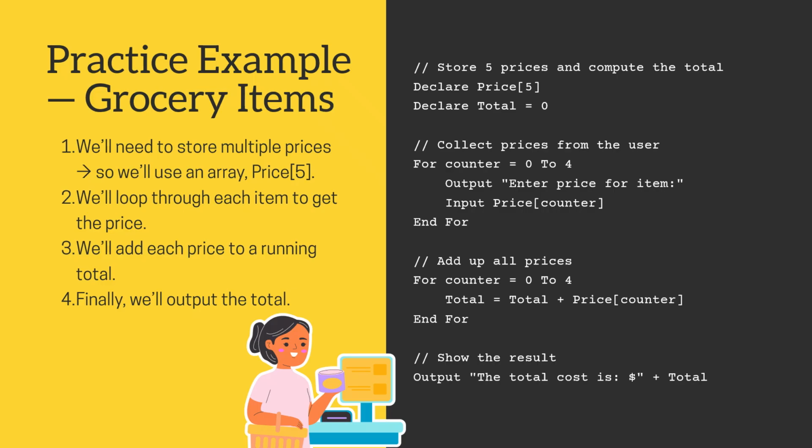So price 0, we're going to add to the total, which was initialized as 0. Then we go to index 1 and add that to the existing total. And then we're going to loop through and add 2 to the existing total, add 3 to the existing total, add 4 to the existing total, until we have all 5 of the prices added together in this total. And then we're going to show the result.